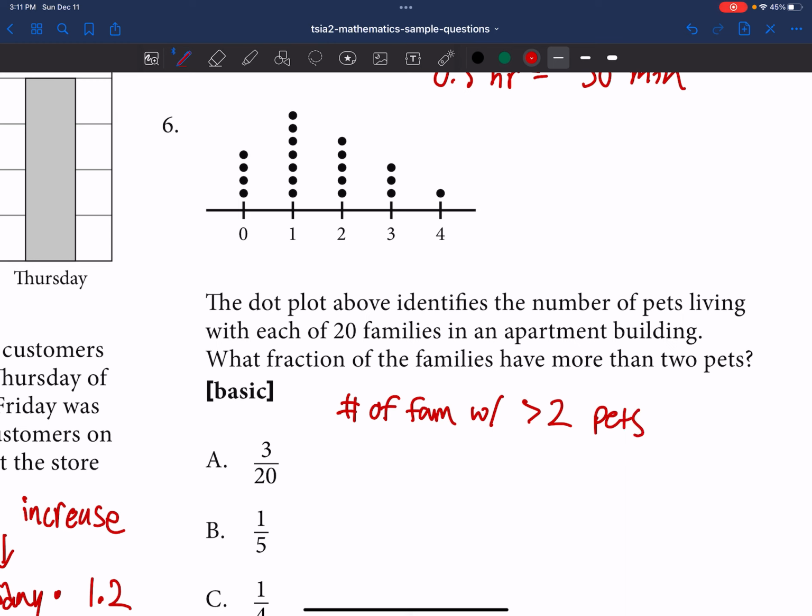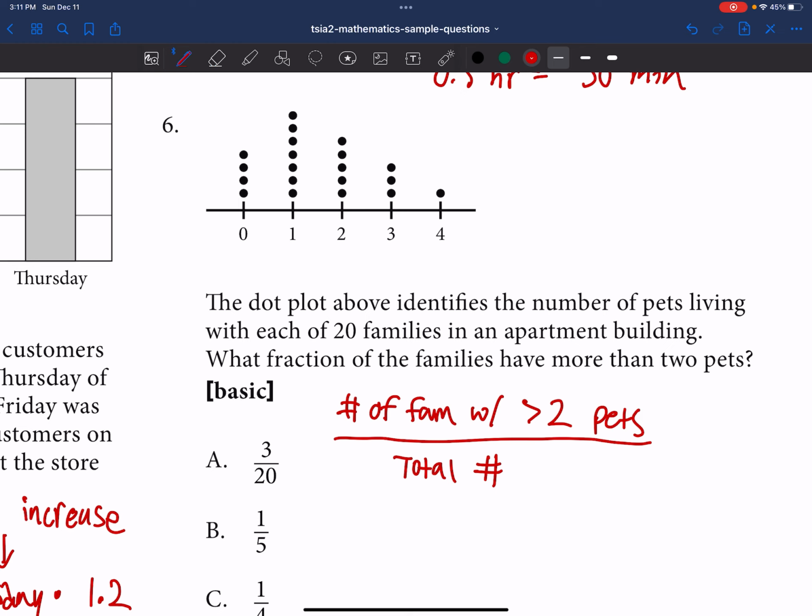Okay, that's probably the thing that might be the most tricky about this question: don't include 2. It says more than 2 pets, not 2 or more. So be careful with that. And then we're just going to divide by the total number.